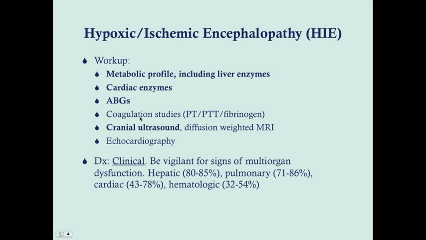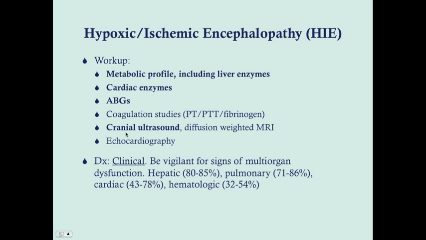So we're going to get a metabolic profile. You're going to want to include liver enzymes. We're also looking for other parts of the body that may have been injured because of hypoxia, so we want to look at the liver as well. We want to look at cardiac enzymes. In this case, it would be because possibly the heart was damaged because of the hypoxia. We want to get arterial blood gases, and that's going to help us determine whether or not we have a metabolic or respiratory acidosis. We want to get coagulation studies.